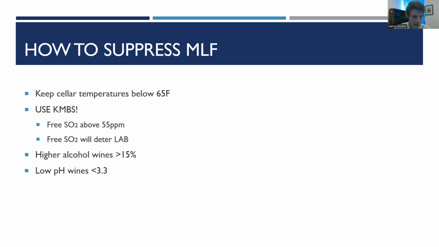Higher alcohol wines as well. If you have wines above 15%, you're probably okay. It can still happen, but if you use all these together, cold cellar temperatures, KMBS, high alcohol, good chance it's not going to happen. And then low pH wine. I mean, I don't know. Again, white wine can be below 3.3, but I don't know of a red wine that should be below 3.3. But white wine usually doesn't go through MLF anyway. So yeah, the quick answer: cold cellar temperatures and potassium metabisulfite.